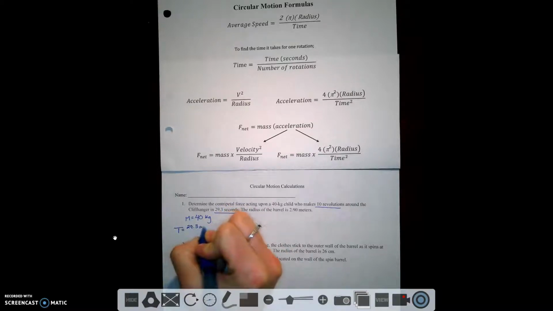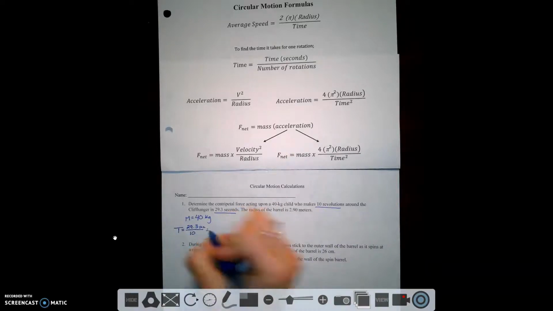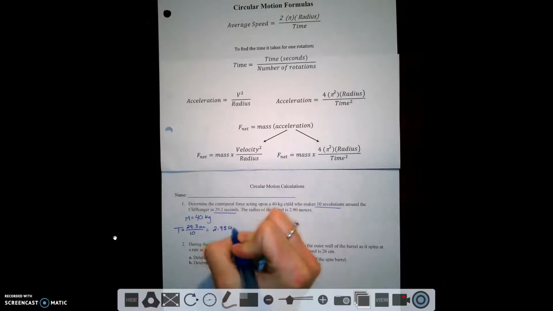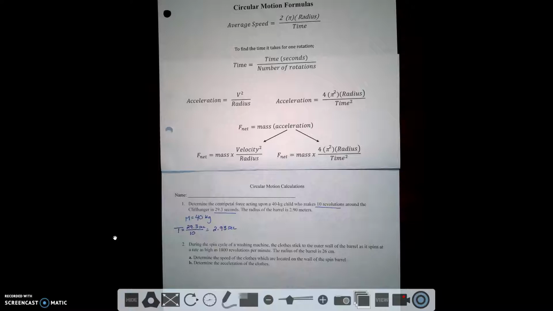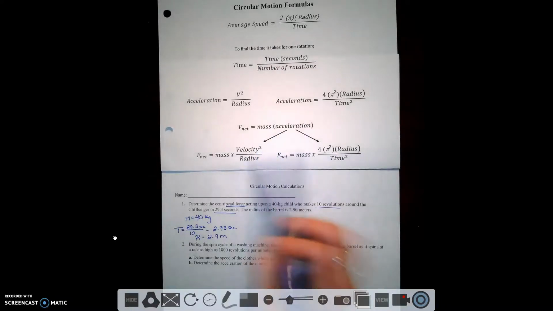So in order to find that, that's going to be the time they give us, which is 29.3 divided by 10, the number of rotations. So the time that we are going to be using is 2.93 seconds. And then they give us the radius, 2.9 meters. And what we are trying to find is the centrifugal force, which we know as the net force. So looking at our net force formulas, we're going to see what we have.